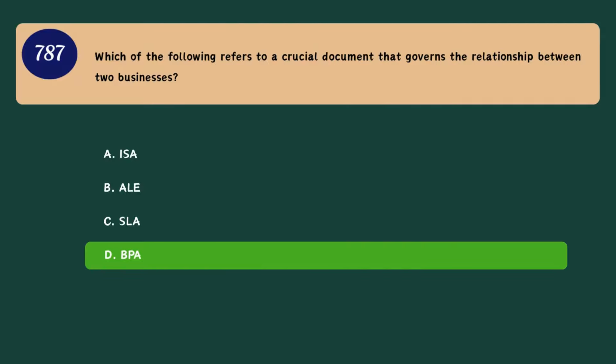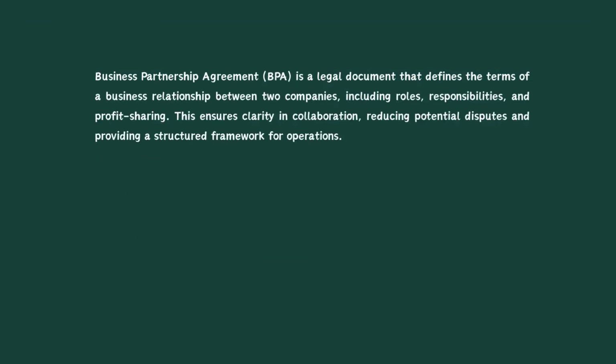Correct answer, D. BPA. Business Partnership Agreement is a legal document that defines the terms of a business relationship between two companies, including roles, responsibilities, and profit sharing. This ensures clarity and collaboration, reducing potential disputes, and providing a structured framework for operations.